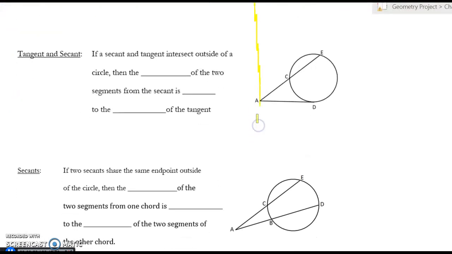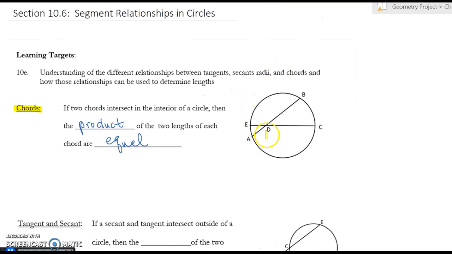This chord right here, A to B, is split into two parts. And so that first part is A to D, and we're going to multiply it by the second part, D to B. And that's going to equal the same idea on this other chord. The first part on that other chord is E to D, times the whole rest of it, which is D to C. Once you set that up, you should be able to solve for something and find a missing piece.